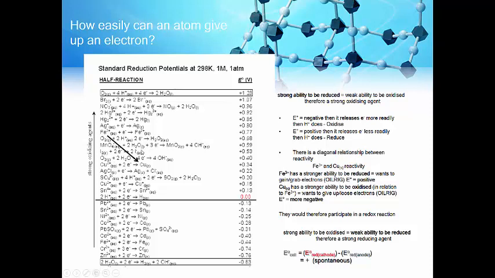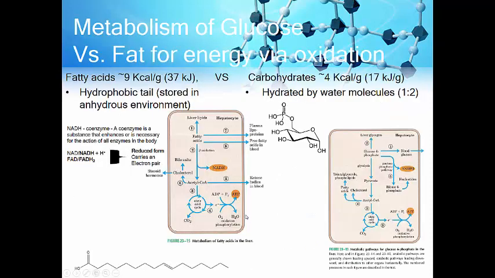Okay, so let's look at the metabolism of glucose versus fat for energy via oxidation. In our bodies we have the metabolism of fats and glucose, and they're being oxidized, and part of this process of metabolism is producing coenzymes. NADH is an example of a coenzyme. A coenzyme is a substance that enhances or is necessary for the action of an enzyme. So they work with the enzyme for the enzyme to do its job.